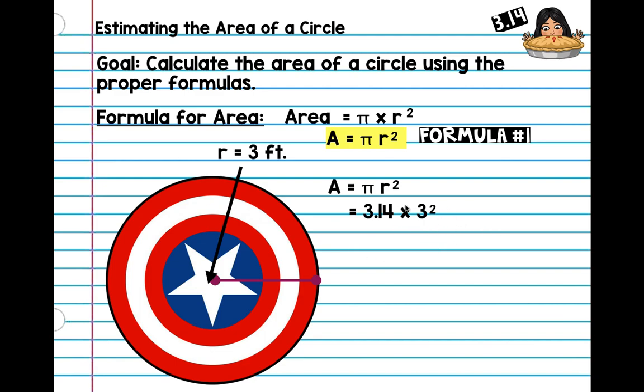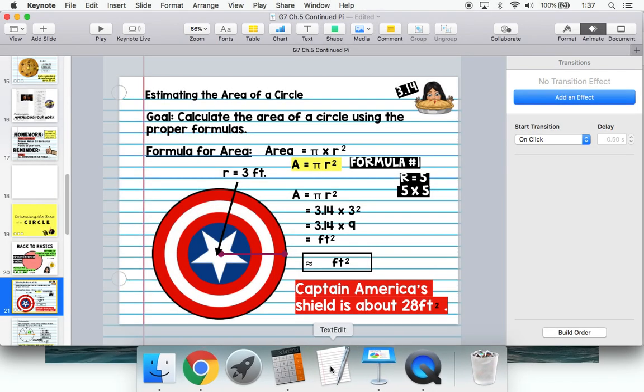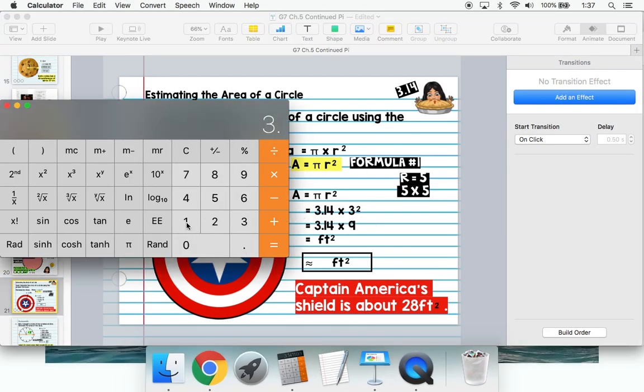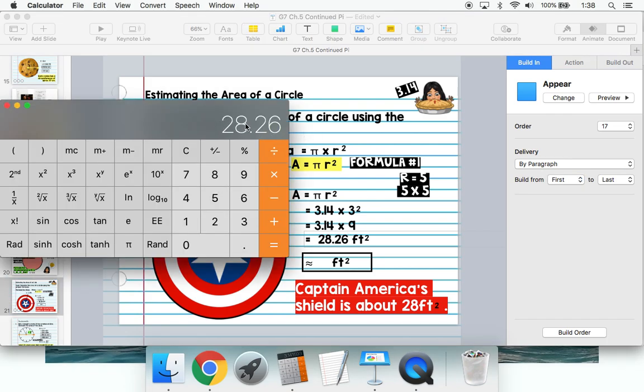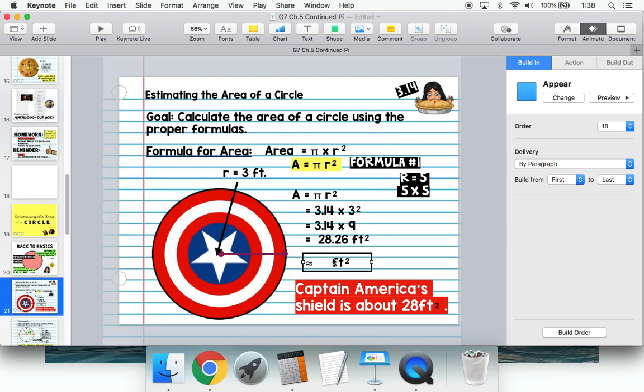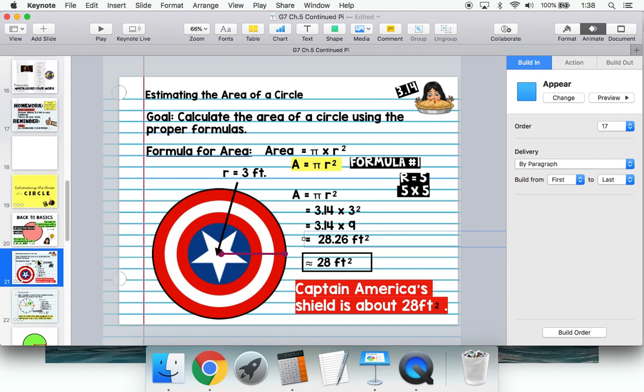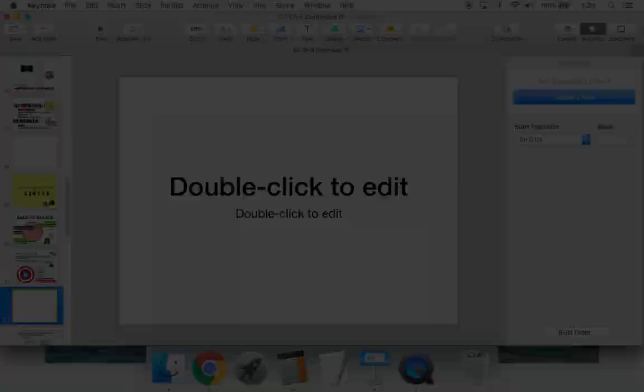And we're going to use the order of operations, so exponents first. Okay, so 3.14 times 9, and you're going to grab your calculator. 3.14 times 9 equals 28.26. Okay, 28.26, right? But because we are estimating today, it's going to be about 28 feet. Okay, so Captain America's shield is about 28 feet squared. Again, units are super important. Okay, so good job, you guys. All right, let's move on.